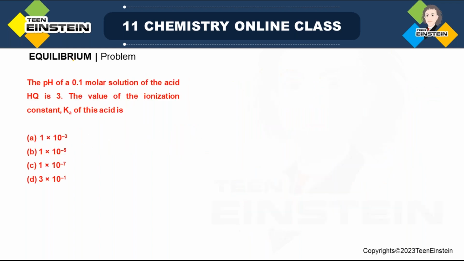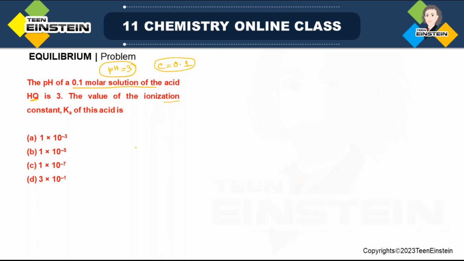Here we have the problem: pH of a 0.1 molar solution of the acid. Suppose the acid is HQ. So the pH value is 3. Molarity is given, that means the C value is given. So you know H plus, you know C. What you have to calculate? You have to calculate the ionization constant K of this acid.